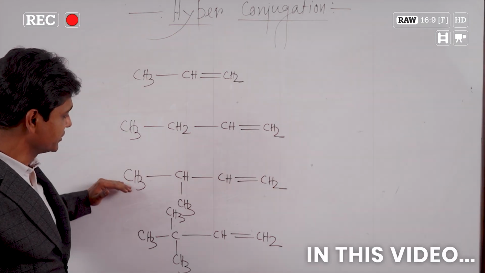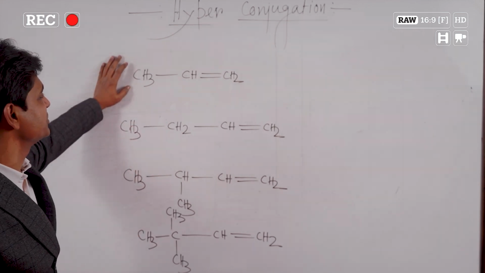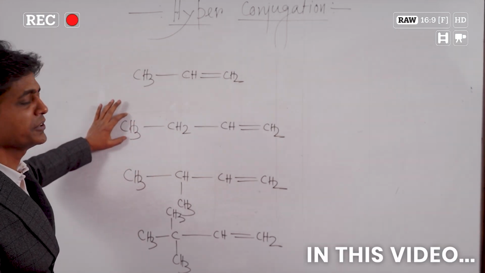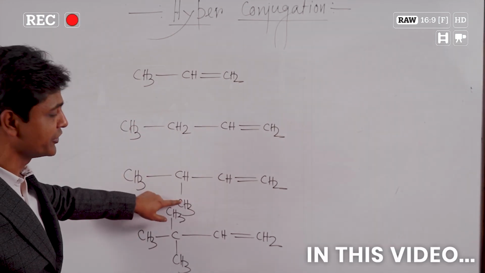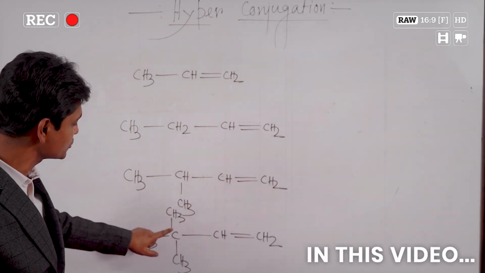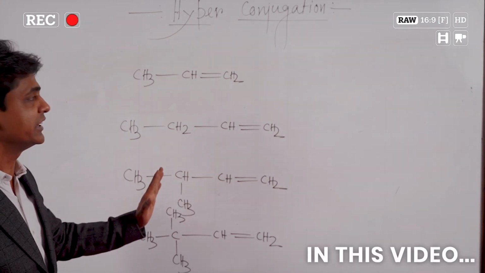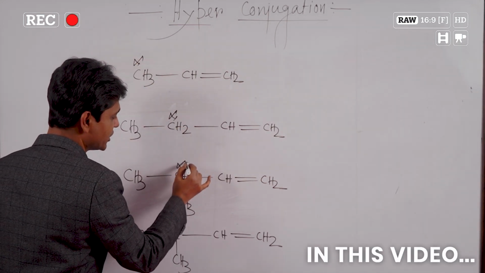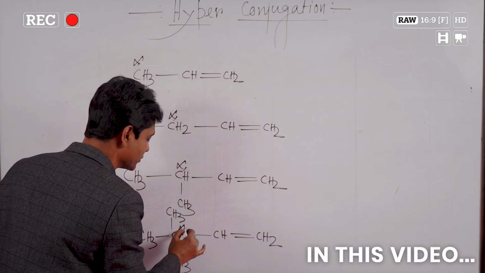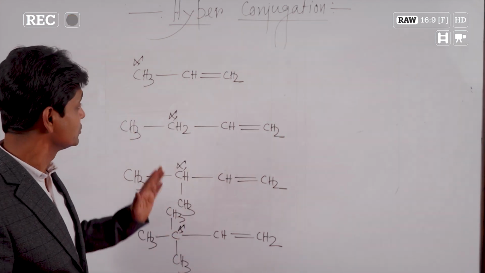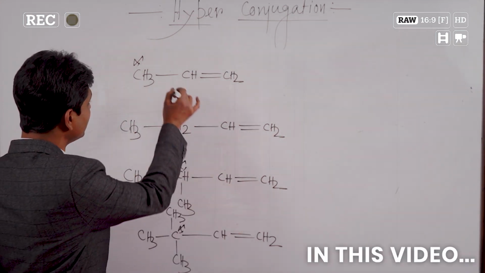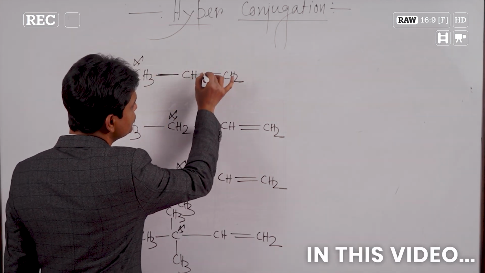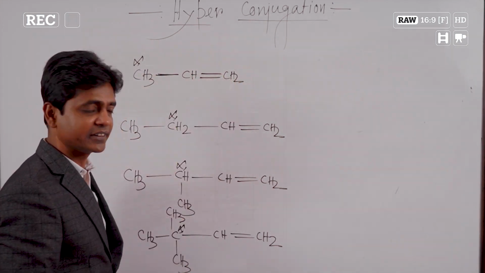Four different organic molecules. What do I change? I have replaced one hydrogen by methyl. Here I have replaced two hydrogens by methyl. Here I have replaced all three hydrogens by methyl. And you know this is alpha. Here it is alpha carbon. Here it is alpha carbon. Here it is alpha carbon. And alpha hydrogen will show the hyperconjugation, which will reduce this bond length, which will increase this bond length.